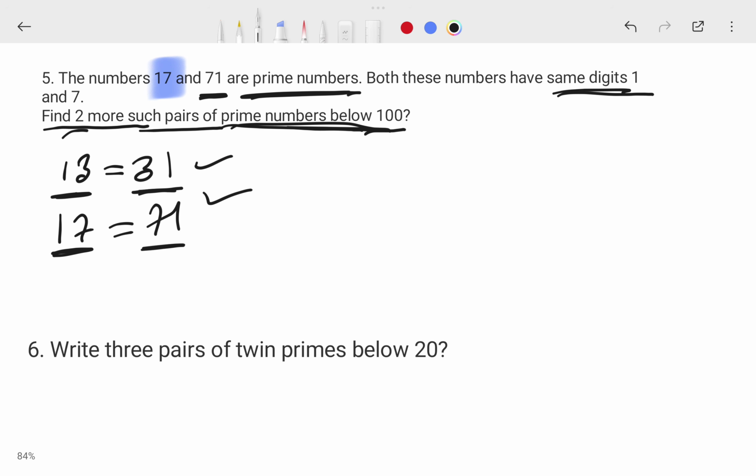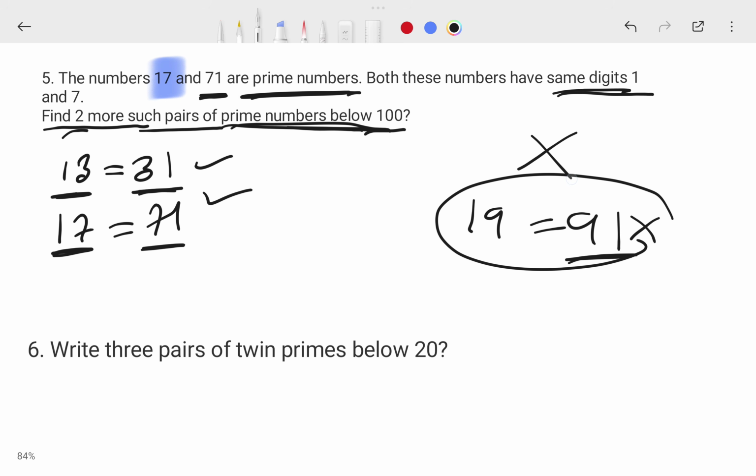Let's do another one. 19 is there. 19 is a prime. If you reverse it, 91, is 91 a prime? No, 91 is not prime. So this is wrong. We cannot do this. If you see 23, 23 is a prime number, but if you reverse it, it becomes 32. Is 32 a prime? No, it is not.